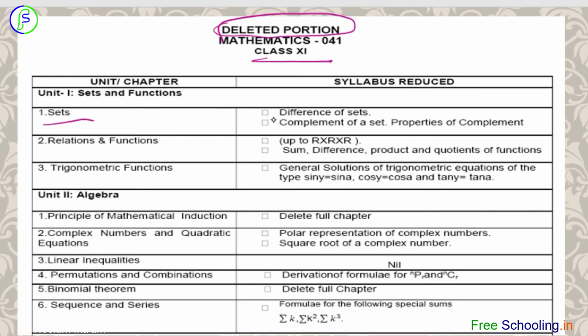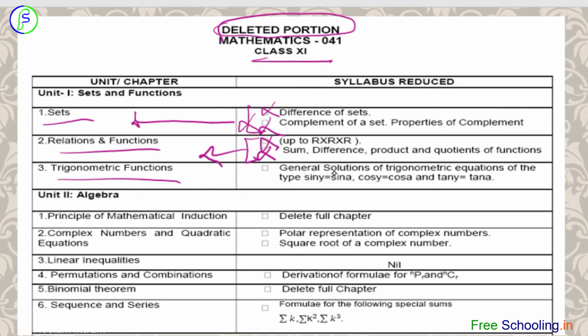Sets, what they have deleted? Difference of sets. नहीं पढ़ेंगे आप. Then now the complement of a set. Properties of complement. These two will not be studied in the chapter sets, though it was there last year. Relation and functions में this will not be done. Sum, difference, product, and the quotient of functions will not be done. So these topics from this chapter we will not study.